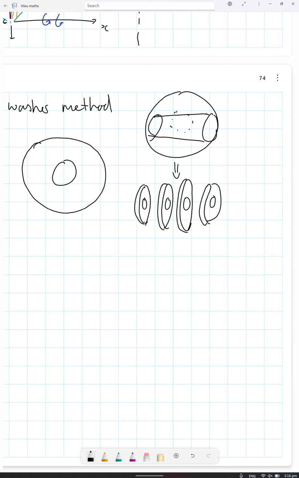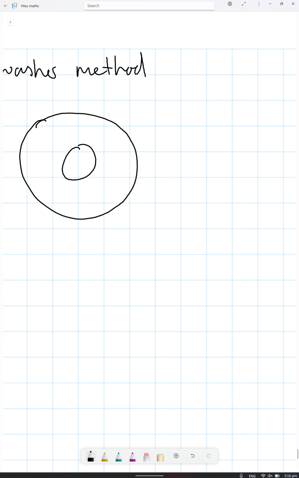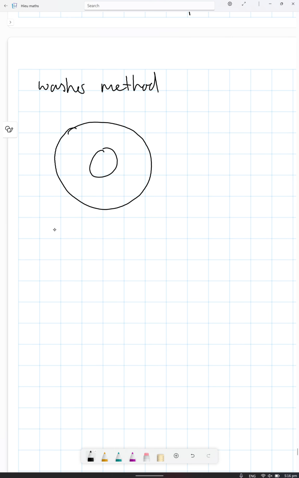So remember how we had to find the area of each one, area 1, area 2, area 3, and we sum it up using the summation symbol, or we can use the integration symbol, which is just a summation. So let's go through this again. How do we find the area of a washer?